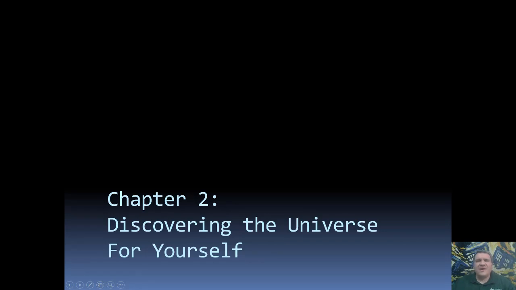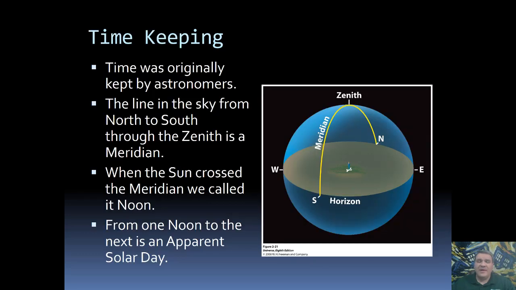One last thing when we're talking about how things are moving in the sky is timekeeping. The original people who worried about what time it was were astronomers. This makes sense because we're the ones tracking the motion of the stuff up in the sky, and we tell what time it is by where the stuff is up in the sky. Now, to help us understand how we tell time, we have to define another special location on the celestial sphere.